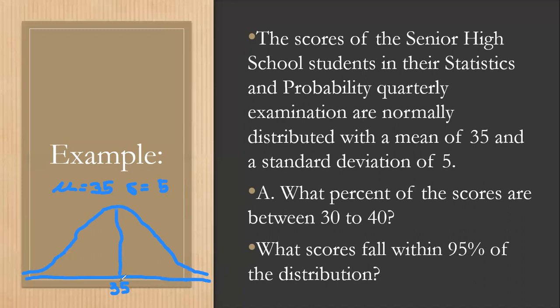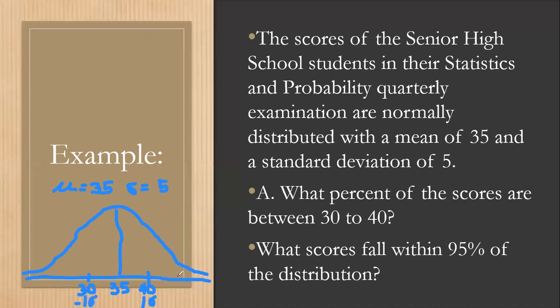So from 35, which is the mean, going to the right, what score must be on one standard deviation? So it will be 35 plus 5 is 40. And this is equivalent to one standard deviation. On the other hand, going to its left, from 35 you need to subtract 5 from 35. And the score, which is 30, falls on -1 standard deviation.